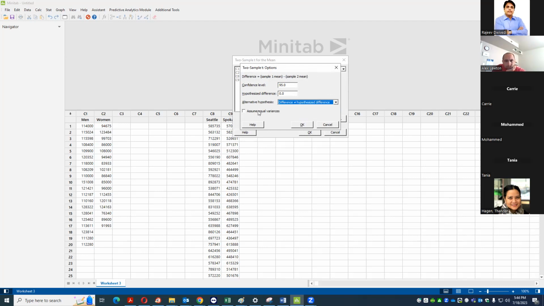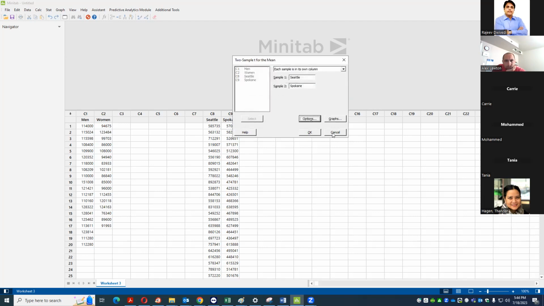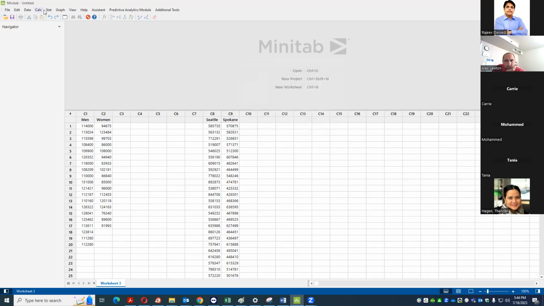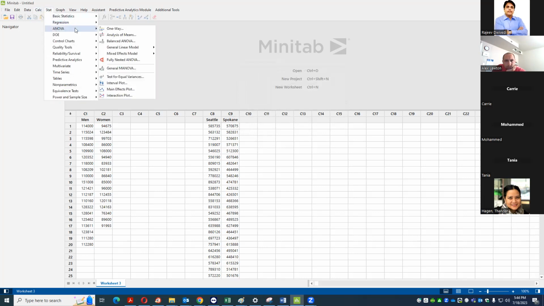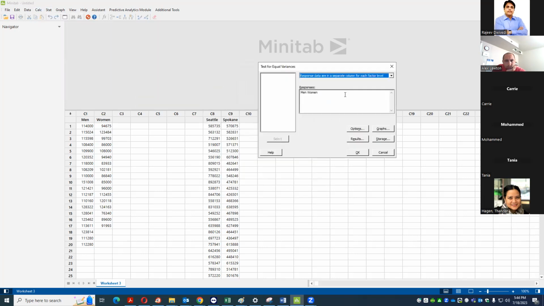Before going into this option, I have to select one more thing, which is Statistics, ANOVA, test for equal variance. Here, responses data in separate columns. So I have Seattle, Spokane. Under options, normal distribution. When do we use the normal distribution? When do we not use the normal distribution?